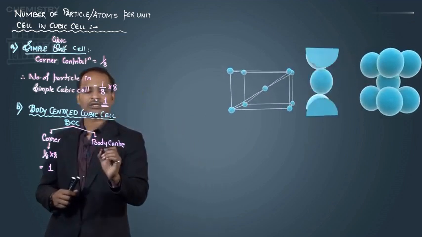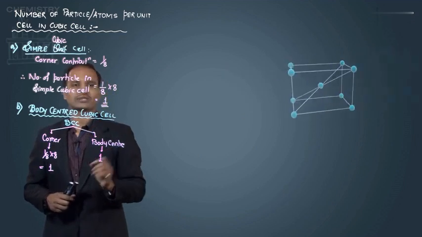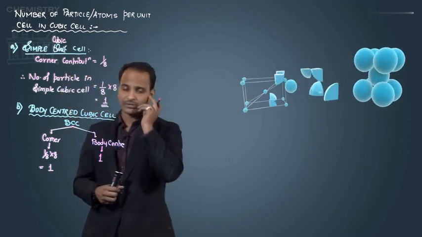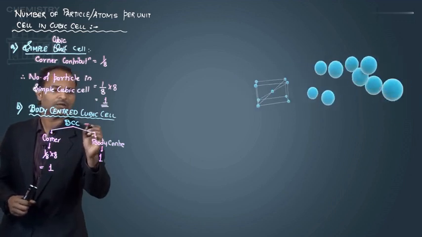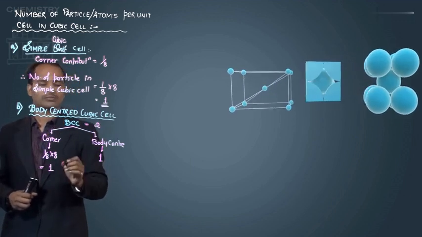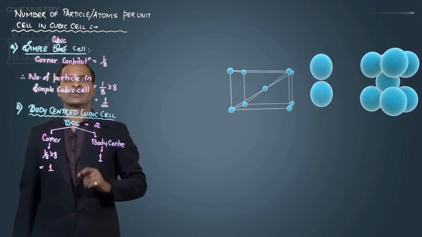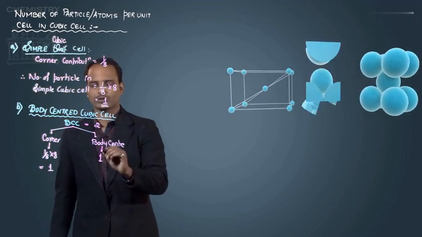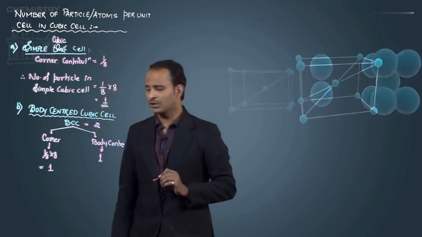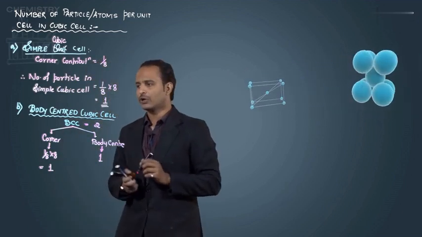So it is total body centered. The particle is counted as 1 because it's totally a property of the same unit cell. So I can say that the body centered unit cell has a total of how many particles? The answer is 1 plus 1, that is 2 particles. So the simple unit cell has only 1 particle, while the BCC, that is body centered cubic cell, has 2 particles, one from the corner and one from the body center.